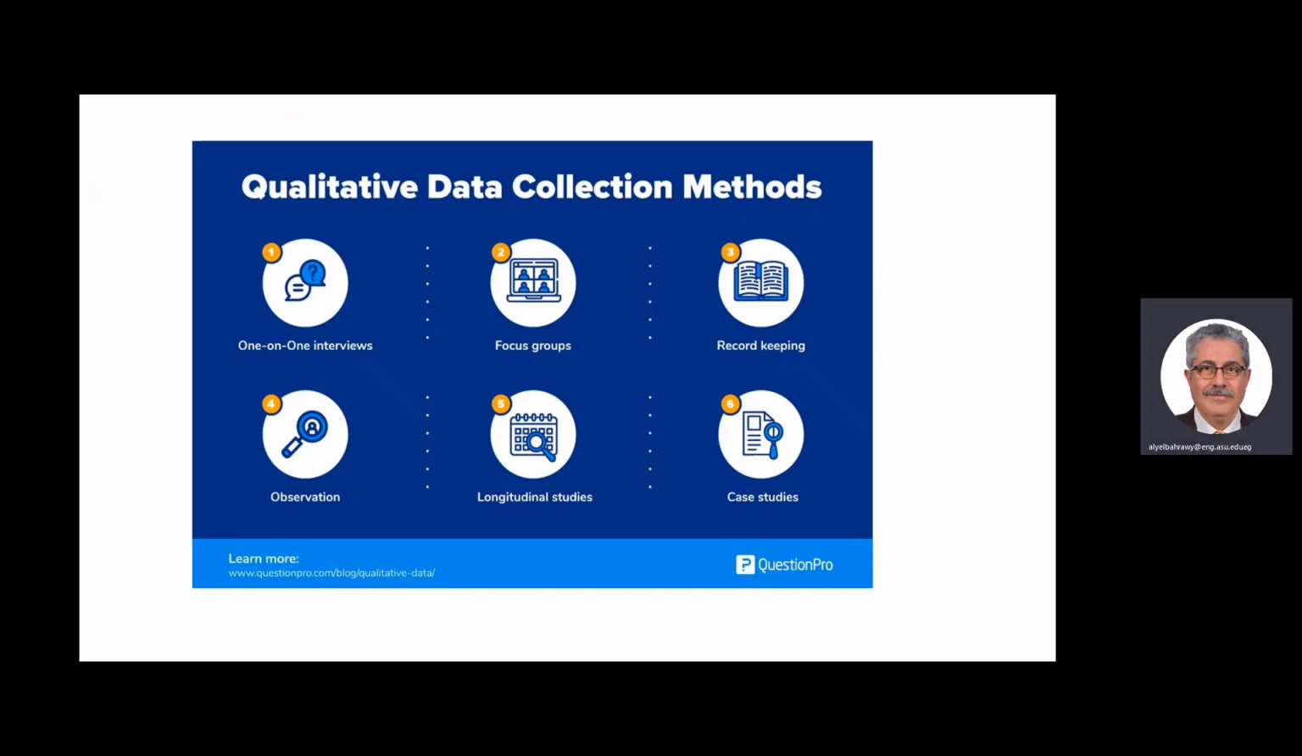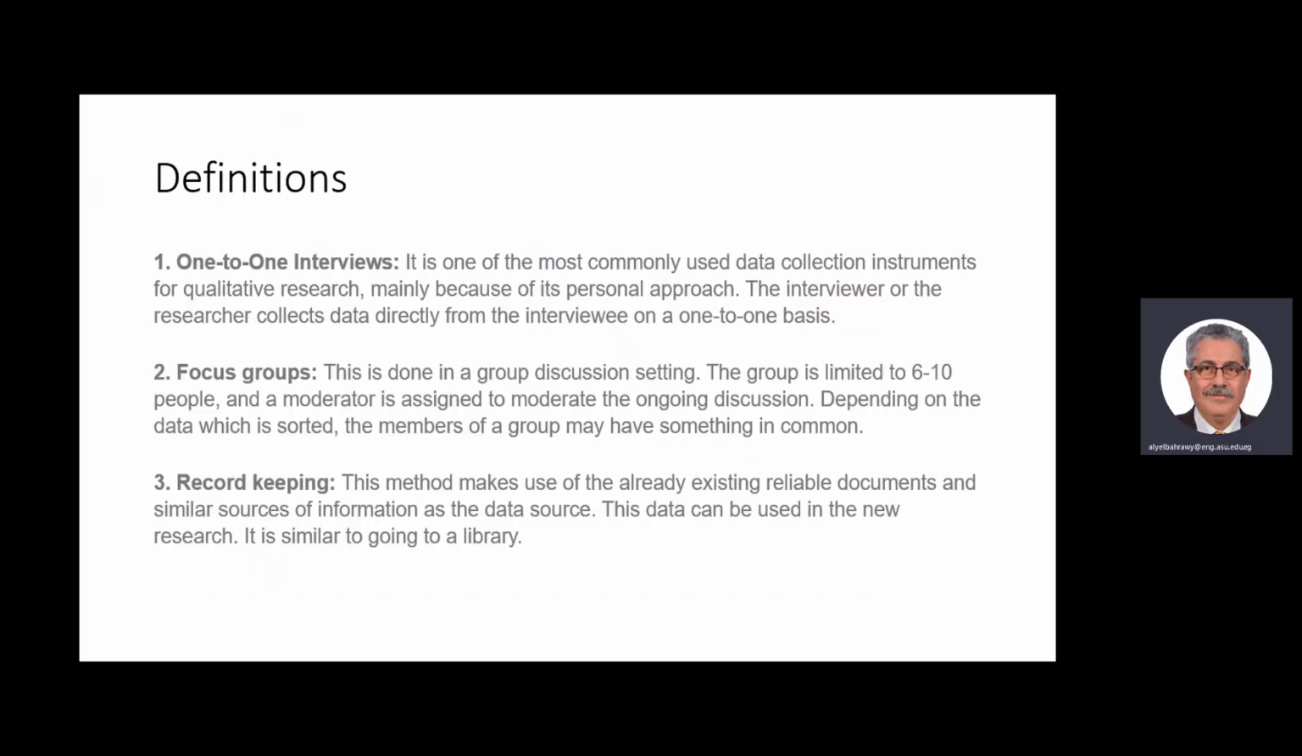Qualitative data collection methods. There are 6 methods: one-to-one interviews, focus groups, record keeping, observation, longitudinal studies, and case studies. The following slides will define the 6 methods. One-to-one interviews. It is one of the most commonly used data collection instruments for qualitative research, mainly because of its personal approach. The interviewer or the researcher collects data directly from the interviewee on a one-to-one basis.